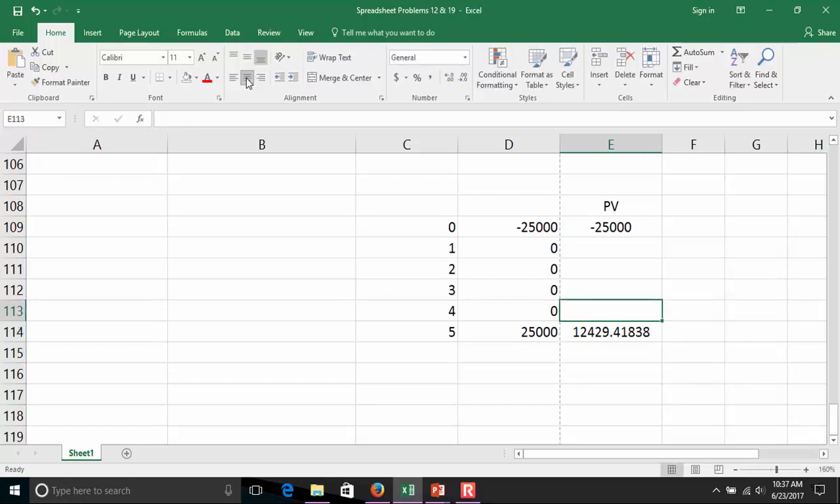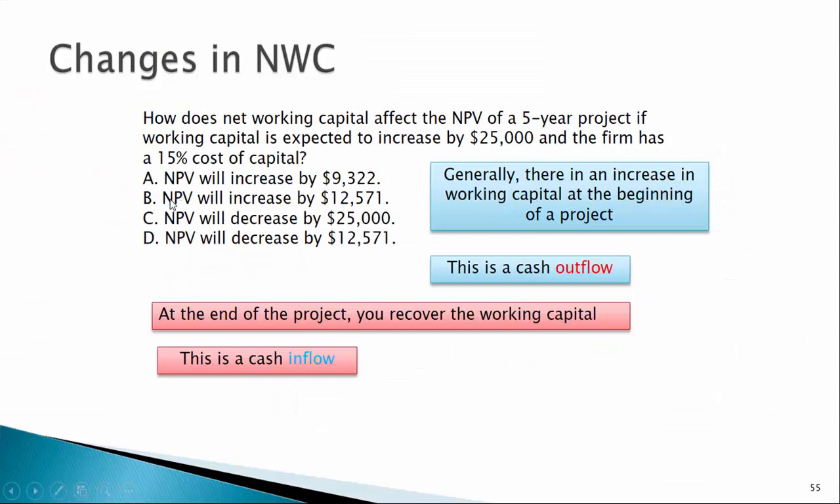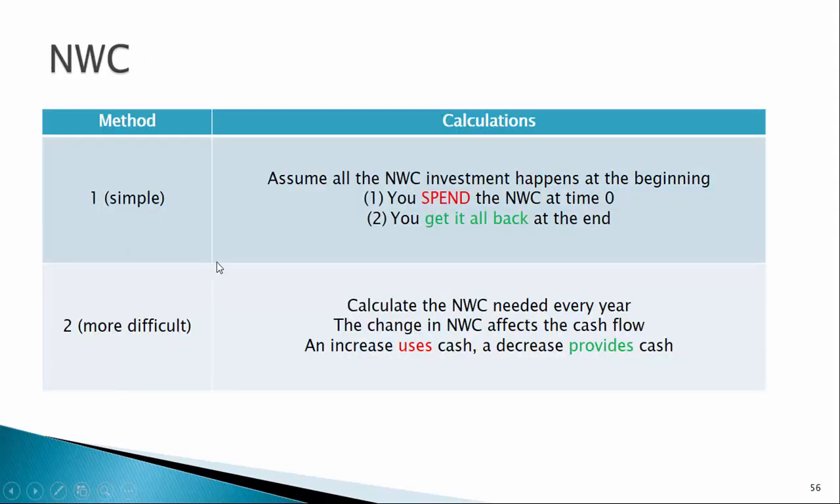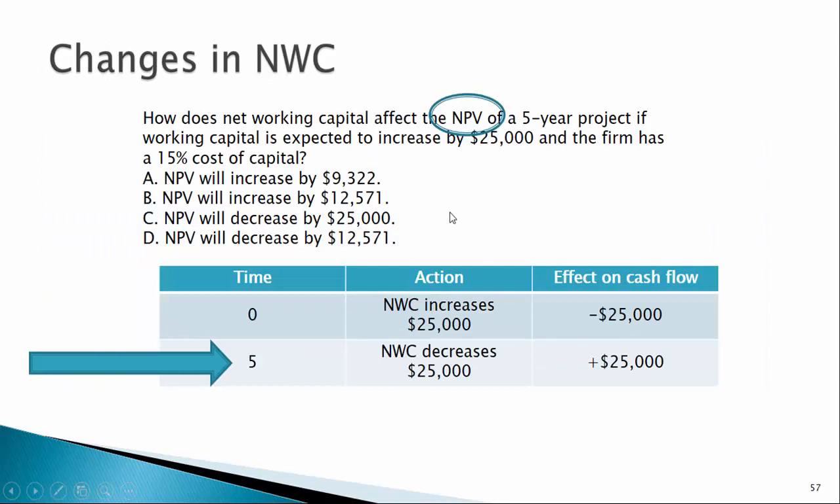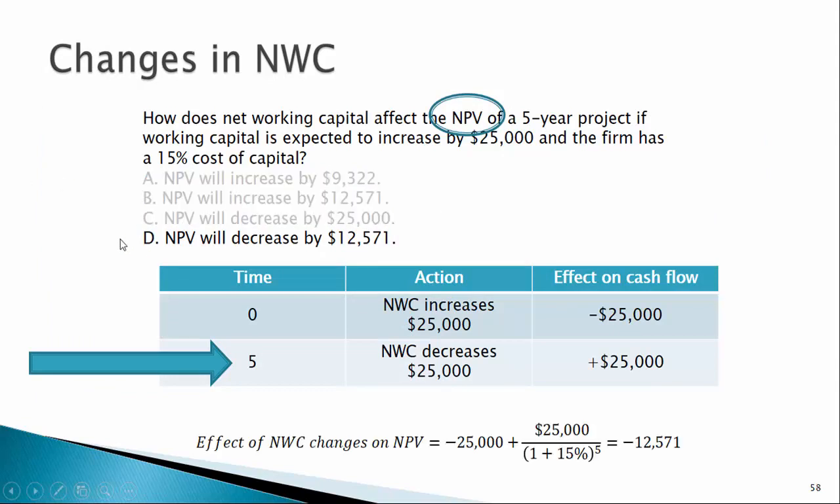And so it's the sum of those two: minus 25,000 plus the present value of 25,000 received 5 years from now at a discount rate of 15%, and that is a negative $12,570. So there's the answer here. And it's negative. That's why the answer is decrease. It's a negative effect, decrease by 12,571. Okay, so there's the simple case of net working capital. And I've got it worked out here on the slide too, those same numbers.